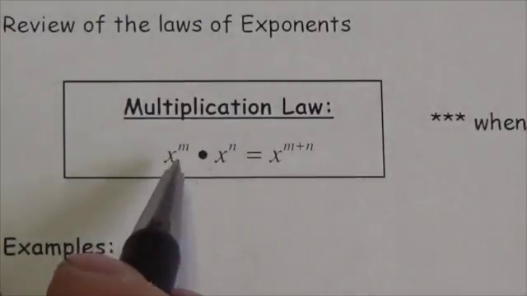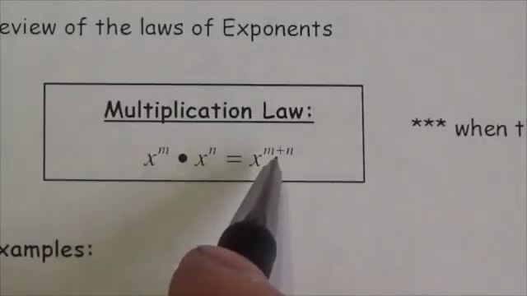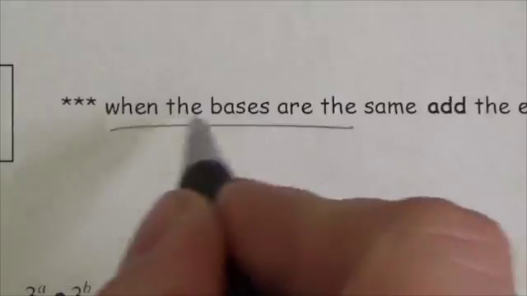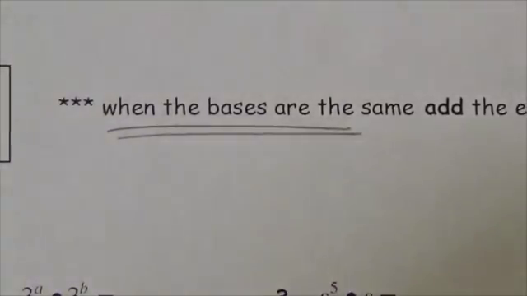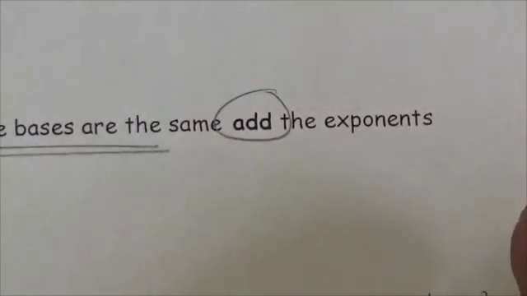If I've got x to the m multiplied by x to the n, the result is that I get x to the m plus n, so I add the exponents. So here's the law: when the bases are the same, and that's really important. The bases have to be the same or else this doesn't apply. Then what we do is we simply add the exponents.